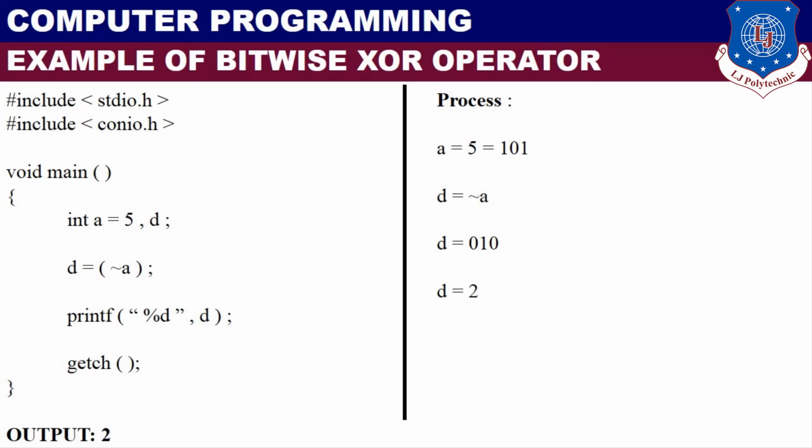So now let's understand the process, how it works. a equals 5, which is 101, and we are performing ones complement of a. So 1 will become 0 and 0 will become 1 as per the truth table. So 101 will become 010 and which is 2.